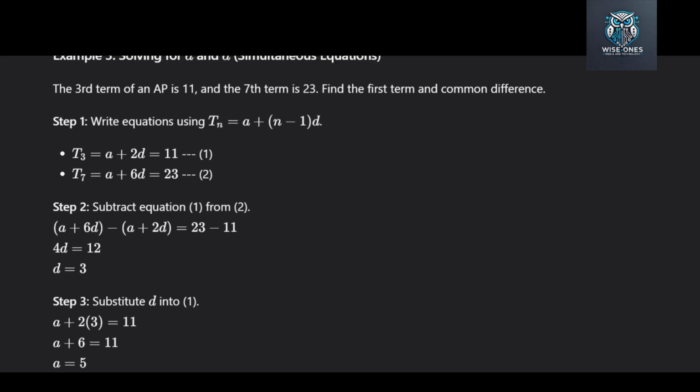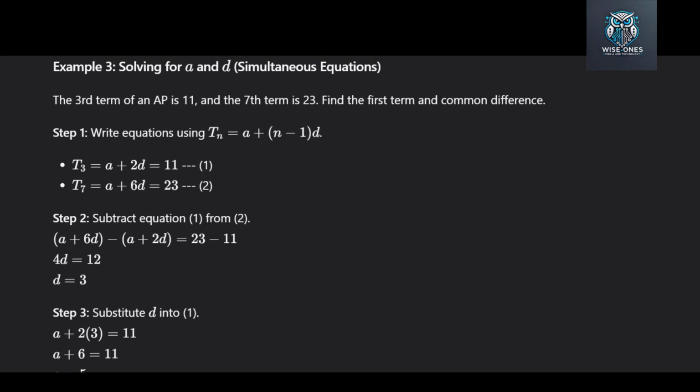Now let us look at example 3, solving for A and D using simultaneous equations. This is a common exam question. The question is, the third term of an AP is 11, and the seventh term is 23. Find the first term and common difference.